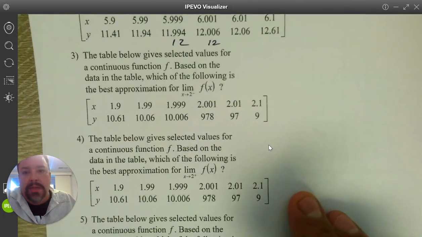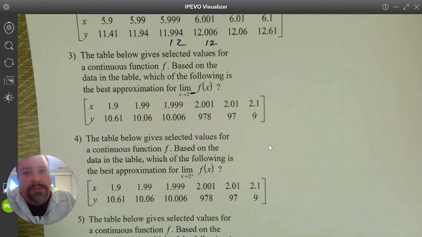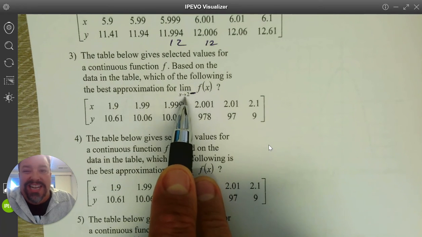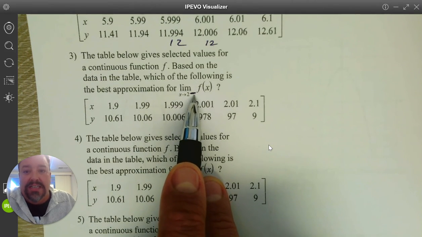Number 3 is a little bit different because it has this little minus sign here. So let me make that a little bit clearer. This is a superscript and it's after. It doesn't mean -2 because it's not before it. It means we're approaching x equals 2, or approaching 2 from the left side, from the negative side.